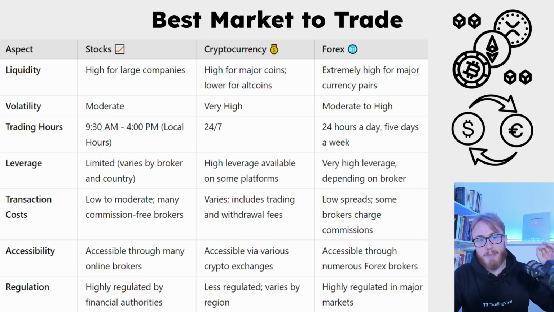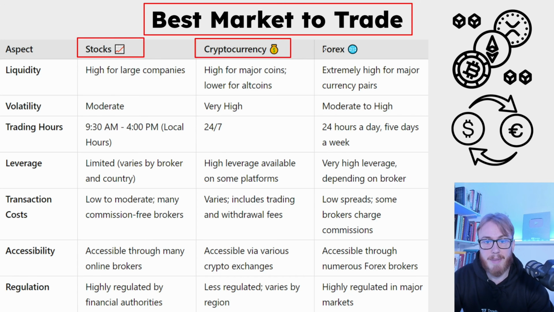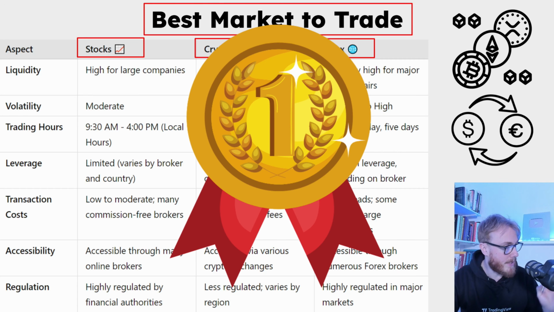But alright guys, so now let's take a look at the best markets to trade. And for this, I have a pretty comprehensive comparison here between some of the most common markets to trade. And that is stocks, cryptocurrency, and Forex. So which of these markets are the best? Can we really say that we have a clear winner? Well, let's take a look here.